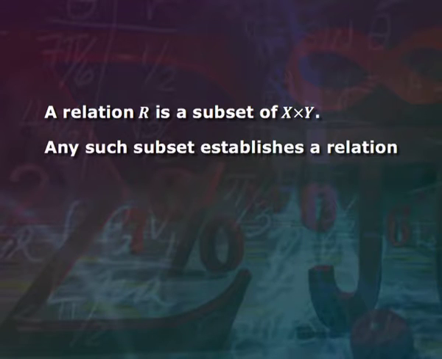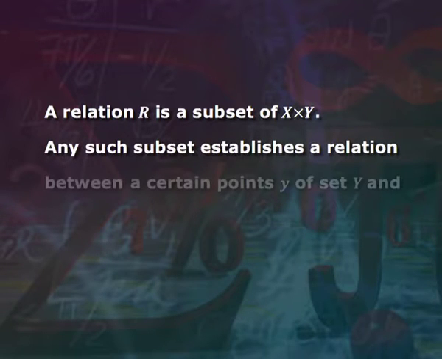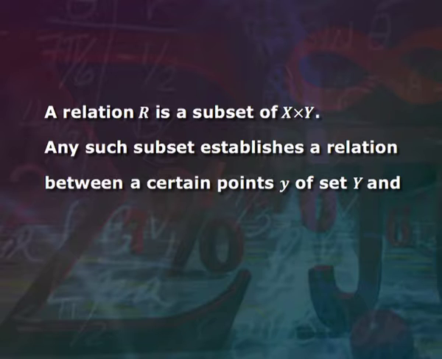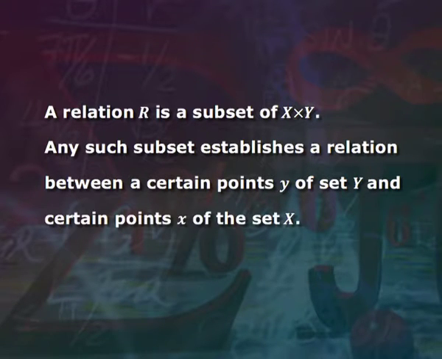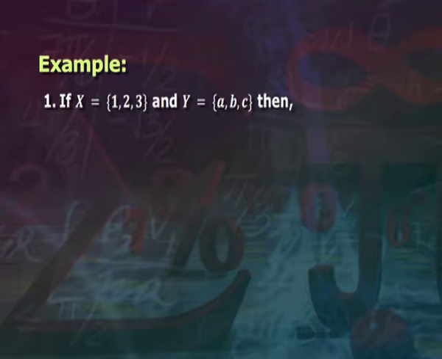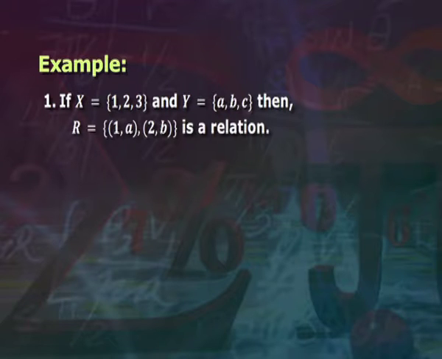Any such subset establishes a relation between a certain point y of set Y and certain points x of the set X. As for example, 1. If X is equal to {1, 2, 3} and Y is equal to {a, b, c}, then R equal to the set of ordered pairs {(1, a), (2, b)} is a relation.